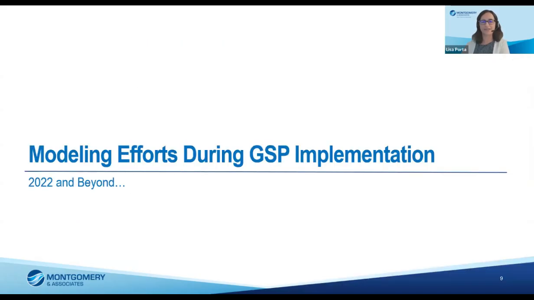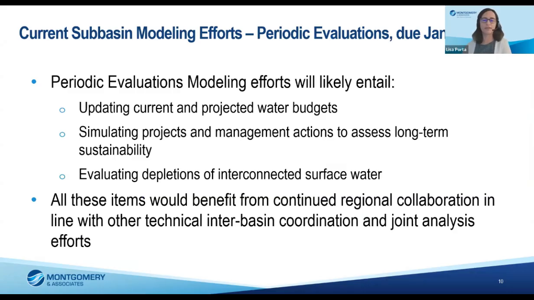So fast forward now, that was then, and now 2022 and beyond. So now we're in GSP implementation. So now we're all working towards how we're using models and modeling efforts to implement our GSPs. And so currently, the big next item for SGMA is obviously the periodic evaluations. This is the 5-year check-in with the GSP implementation status and how we're doing. The periodic evaluations are due in January 2027, except for the subbasins that already submitted theirs this year. But everyone else, the GSP periodic evaluations are due in January in 2027.